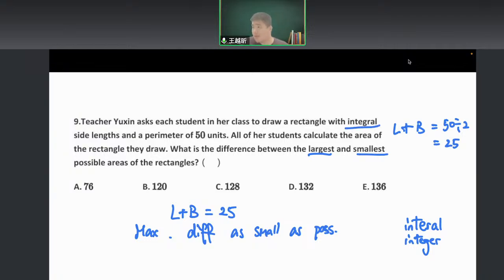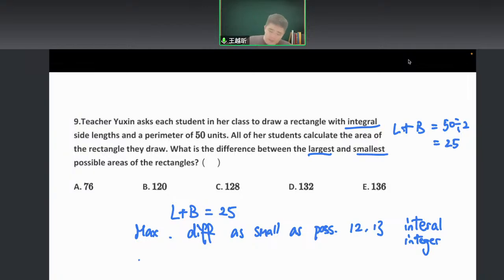So can the answer be decimals in this question? No. So that's why you need to read the question carefully. Since the answer cannot be decimal, the smallest difference is simply 1. Alright, so 12 and 13.